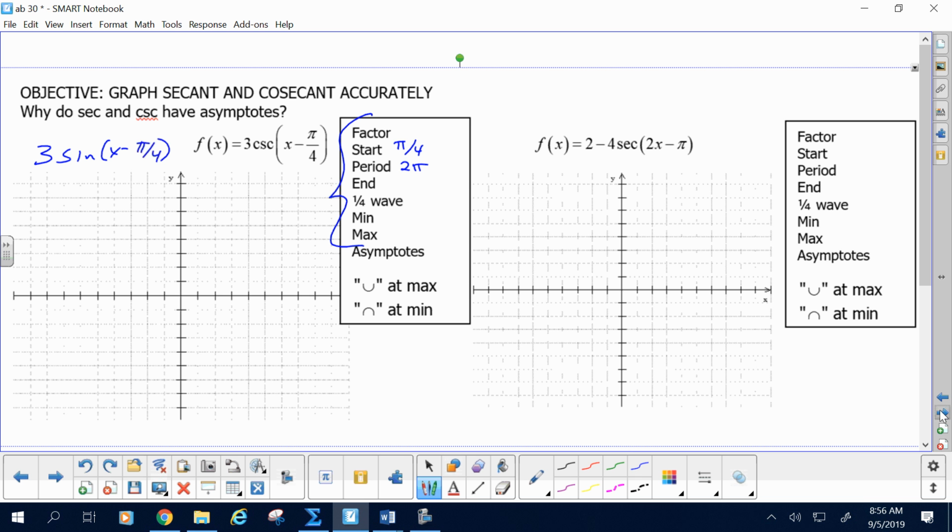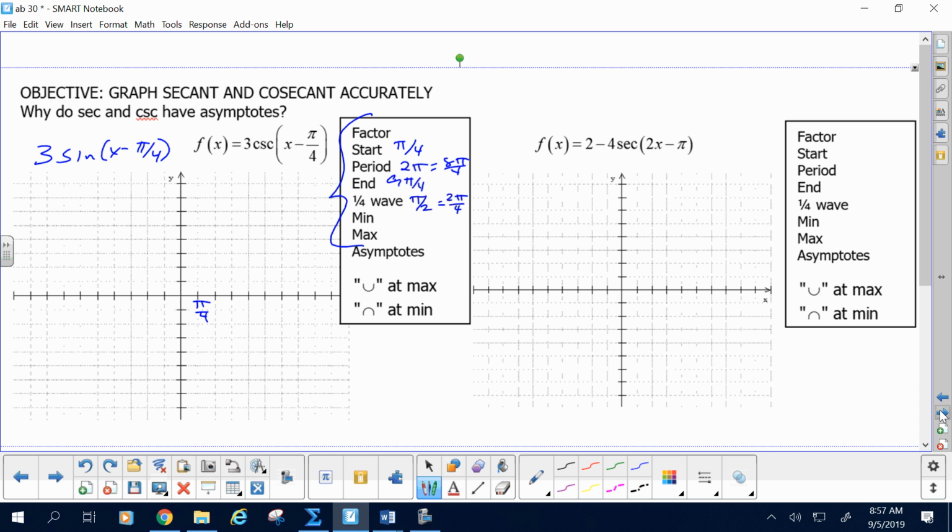If we start at pi over 4, go 8 pi over 4, then that ends me at 9 pi over 4. If a full wave is 2 pi, then what's a quarter wave? Pi over 2, which I'm going to go 2 pi over 4s, because I think I'm going to use pi over 4 as a scale. You follow me?